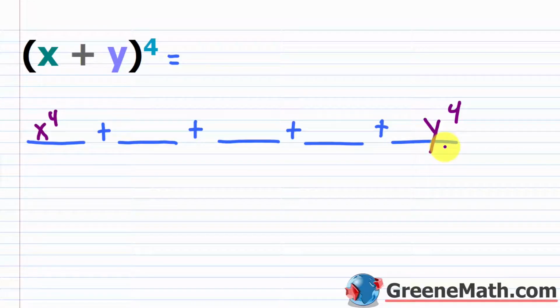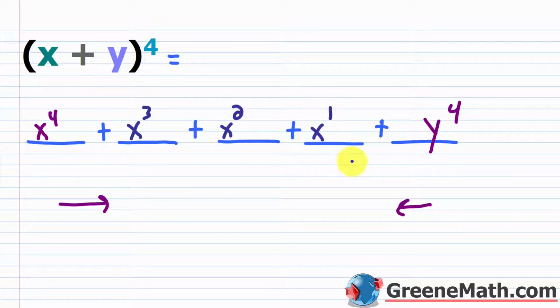Now, the next thing is really simple, really easy to remember. The exponents on your variables, as you go to the right, or as you go to the left, are changing by a value of 1. What do I mean by that? My exponent on x is going to decrease by 1 as I move to the right. So this is going to be x cubed, then x squared, then x to the 1st power, and then here it would be x to the power of 0, which is just 1, so we don't write that.